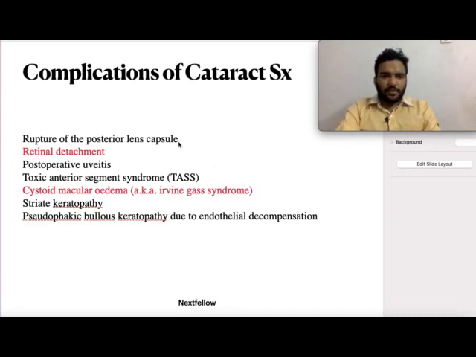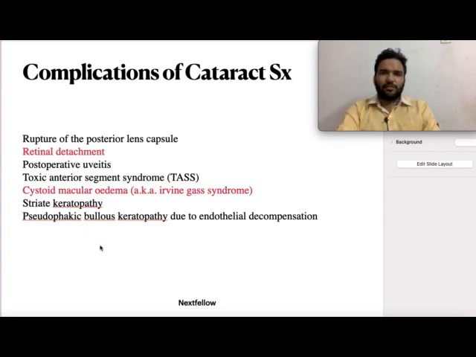So I'll just enumerate: a rupture of posterior lens capsule, retinal detachment, uveitis, TAS, which is toxic anterior segment syndrome, cystoid macular edema. It's otherwise known as Irvine-Gass syndrome. I think in entrance exams they prefer to ask all these syndromes. So Irvine-Gass syndrome is cystoid macular edema that is post cataract surgery. If the patient has cystoid macular edema, it's called Irvine-Gass syndrome.